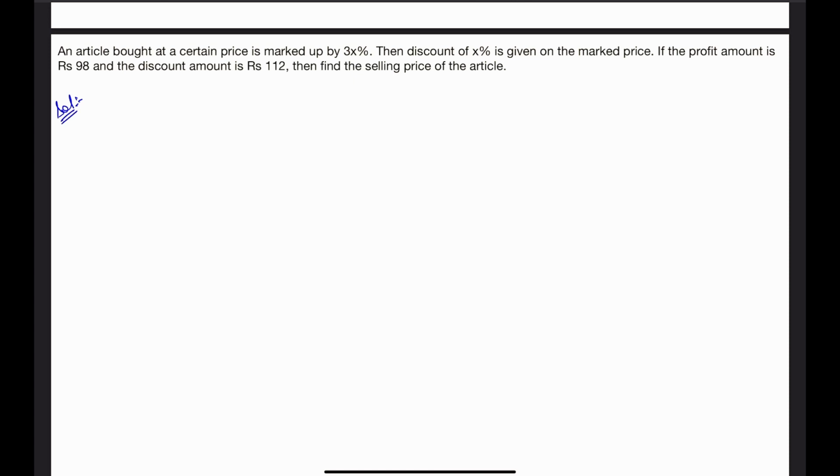An article bought at a certain price is marked up by 3x percent. Then a discount of x percent is given on the mark price. If the profit amount is 98 and the discount amount is 112, then find the selling price. So my markup is 3x percentage and the discount is x percentage. At the same time, it is given that the value of profit is 98 rupees and the discount is 112 rupees.